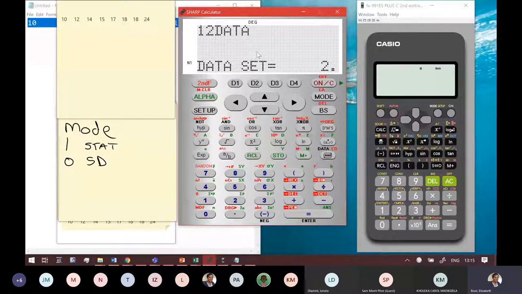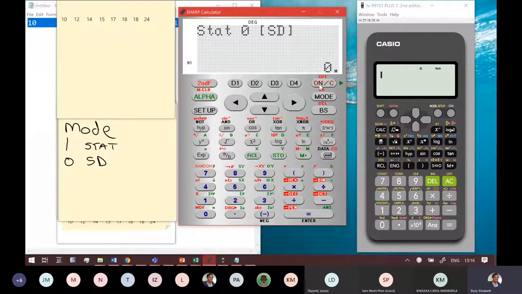So we continue and press 14, M plus, 15, M plus, 17, M plus, 18, M plus, 24, M plus. You need to be very careful when you enter the data so that you make sure that you've entered the right information and you didn't type something wrong. Otherwise, you have to start from scratch again. Okay, now we have our data stored.